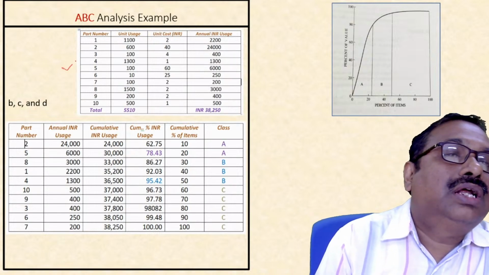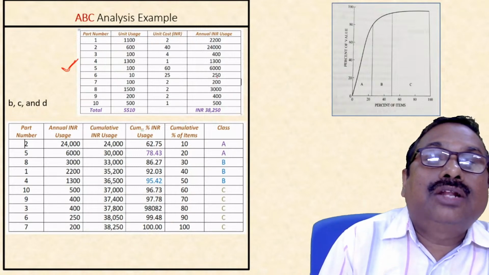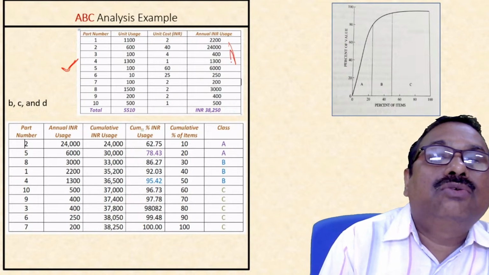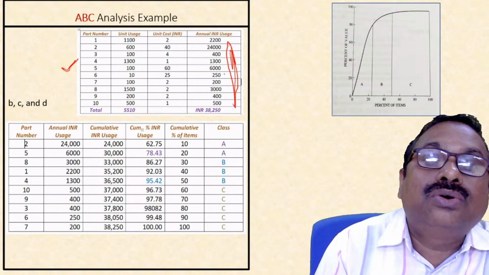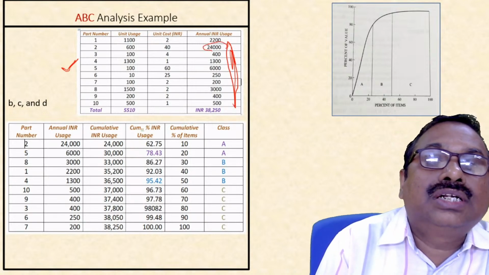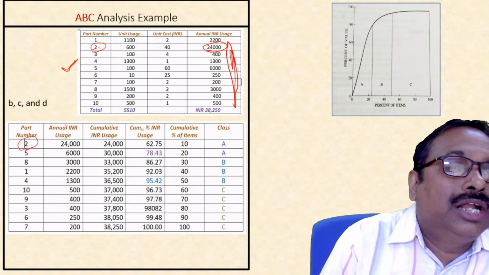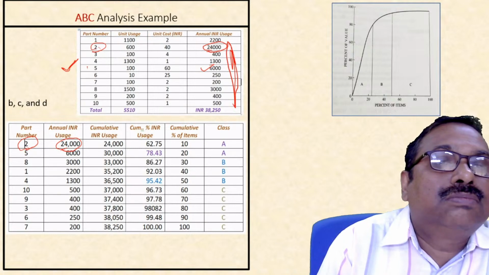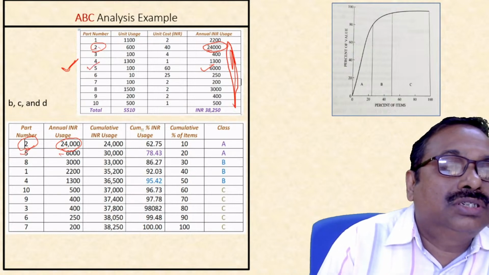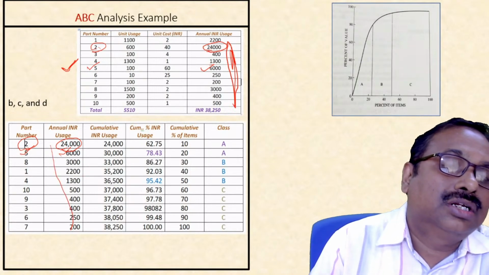So this is our last table. Now we have calculated this annual INR usage. Now we arrange this in descending order. That means, what is the highest value? 24,000 is the highest value. It belongs to part number 2. So first, part number 2, annual usage is 24,000. Then after 24,000, you have 6,000 for part number 5, and so on. So we have arranged it in descending order.